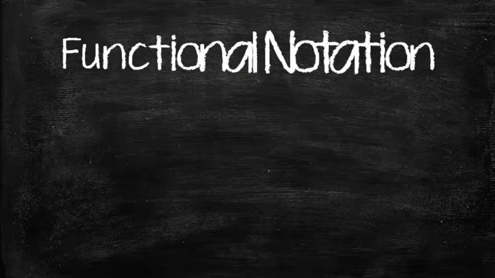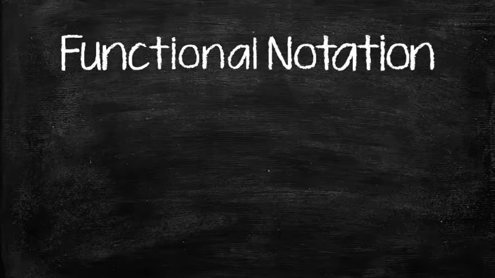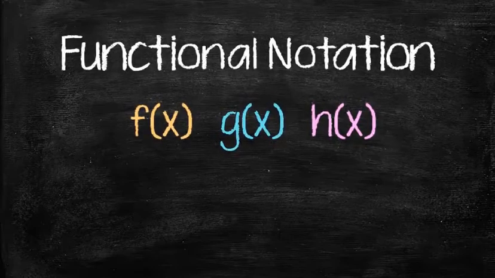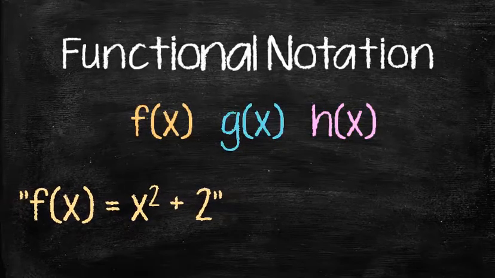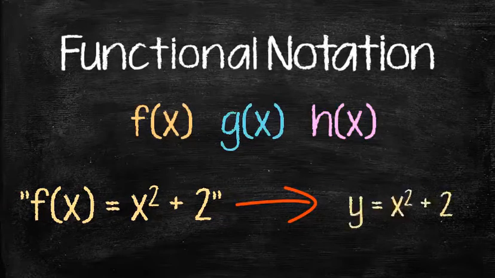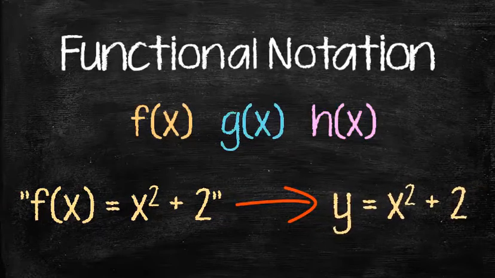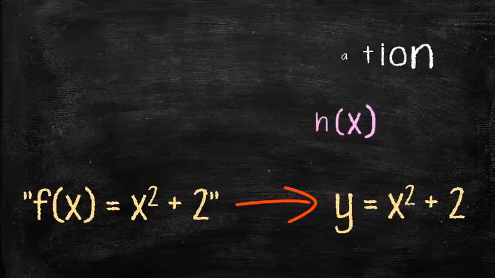In this video, we will often give functions names such as f of x, g of x, and h of x. For example, when we say f of x is equal to x squared plus 2, we mean for f of x to refer to the rule that assigns the number y is equal to x squared plus 2 to any real number x.